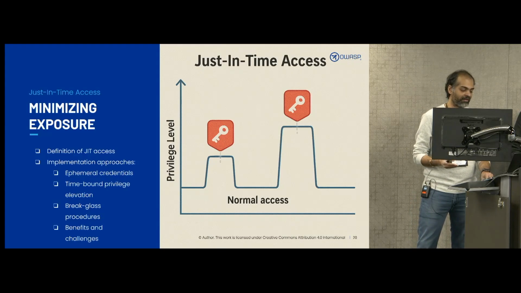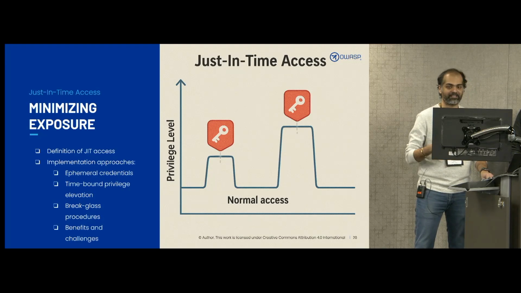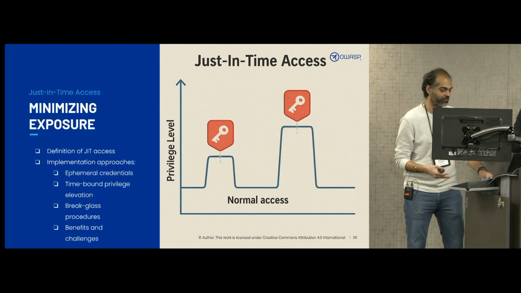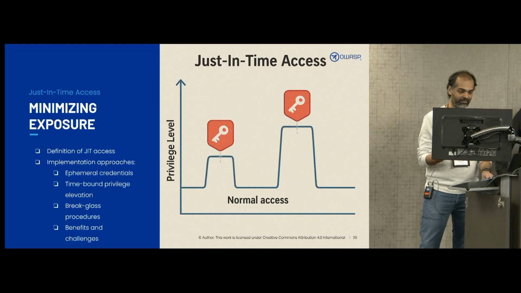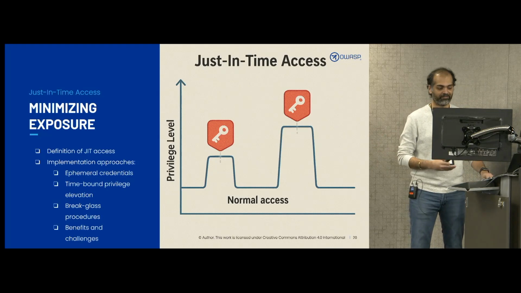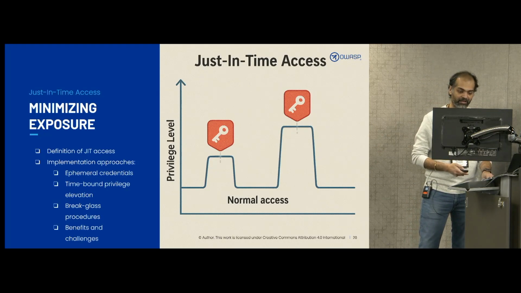Just-in-time access basically grants privilege only when needed and for whatever duration you need, and it expires automatically after use. That reduces the security exposure window. If you have a standing permission with you all the time, that's a possible use case for an attacker once they get access to your credentials or whatever elevation they might get. Some of the approaches are ephemeral credentials, time-based privilege escalation, elevation, or break-glass procedures, and the benefit is that you're reducing the attack surface for malicious actors.